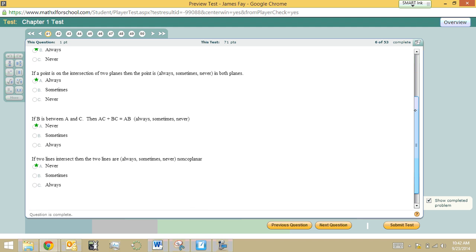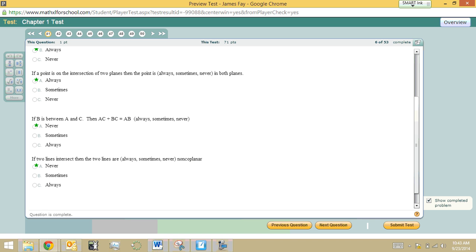If a point is on the intersection of 2 planes, then the point is always in both planes. Think about a wall and a ceiling intersecting. If we put a point on the corner where they intersect, that point would be in the wall and it would be in the ceiling, so it would be in both planes. So that's always. If B is between A and C, then AC plus BC equals AB.